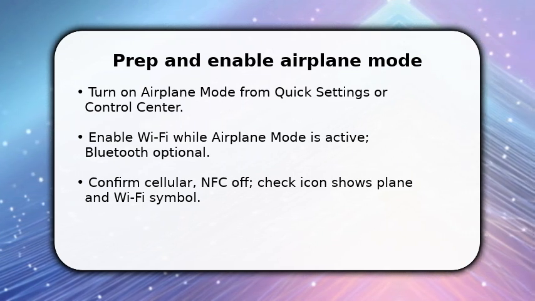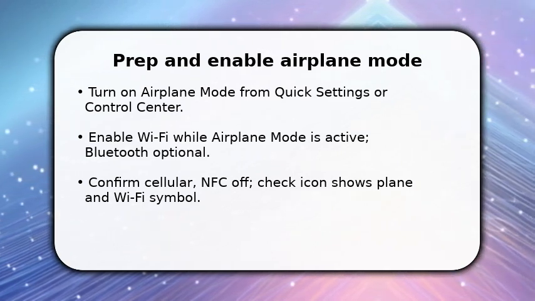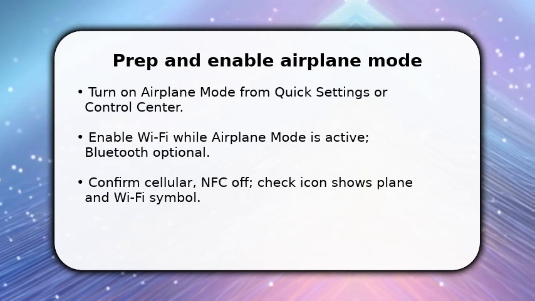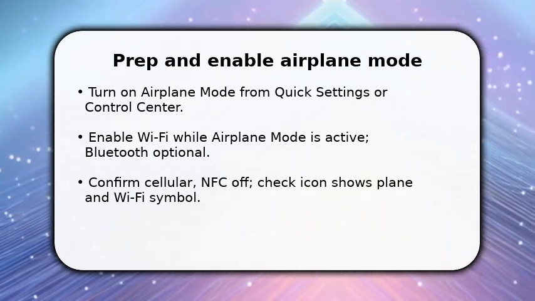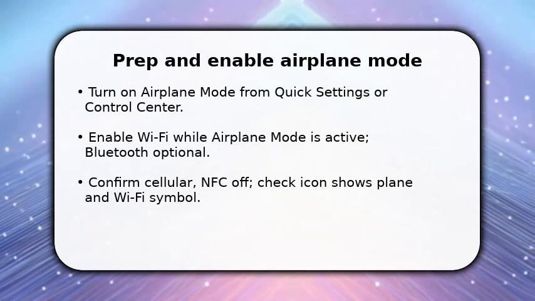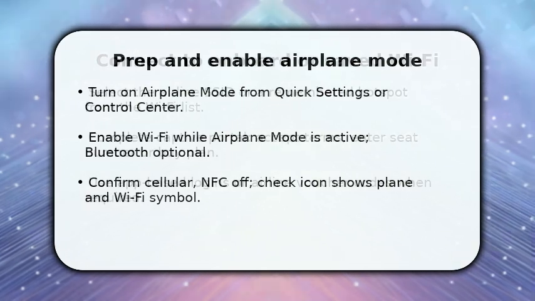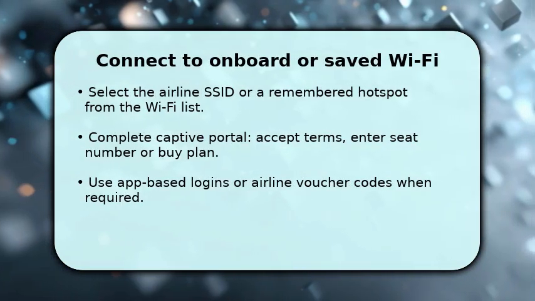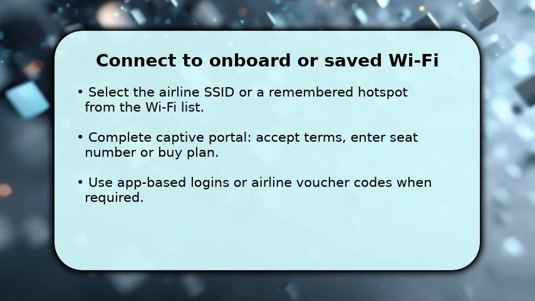Once done, scan for available networks and prepare any login credentials or app updates you'll need. This isolates aircraft radios while allowing controlled internet access via the aircraft or saved networks. You now pick the aircraft's SSID or a previously saved hotspot and tap Connect.